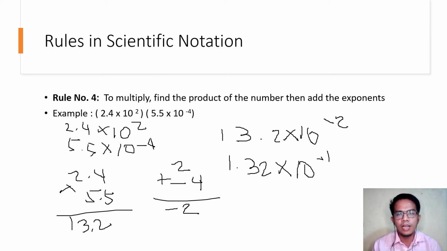So how did this happen? In 13.2, we move the decimal place to the left, between 1 and 3. The action we did is equal to 1. So 1 adds to the exponent, making the exponent negative 1.